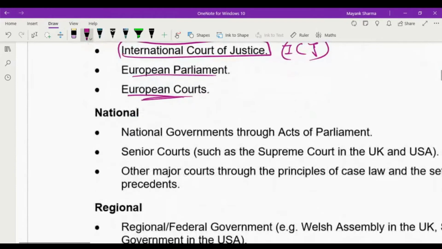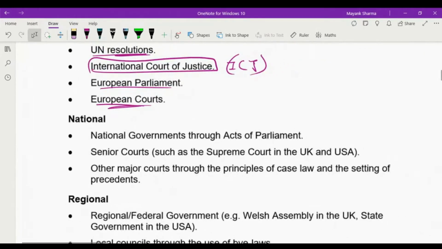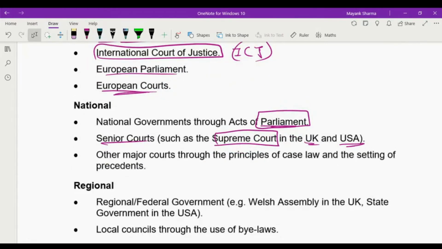At national level, all nations have parliaments. There are senior courts, usually known as Supreme Courts, like the Supreme Court in the UK and USA, and India also has the highest court as the Supreme Court. That is the apex court, which operates at the national level.